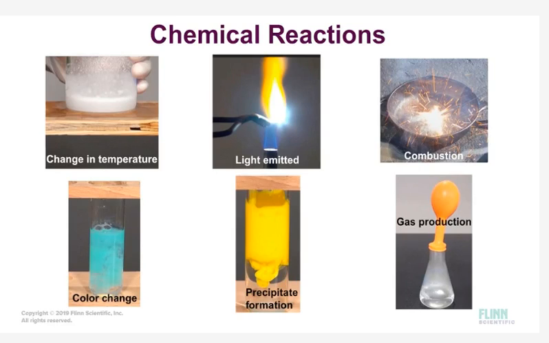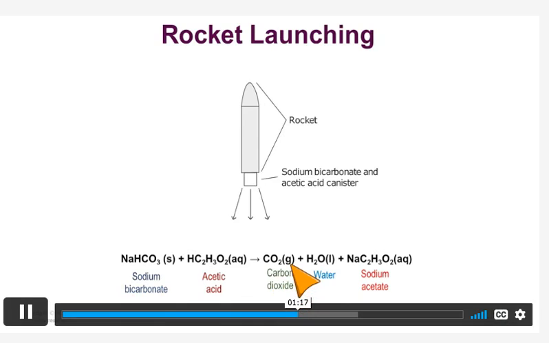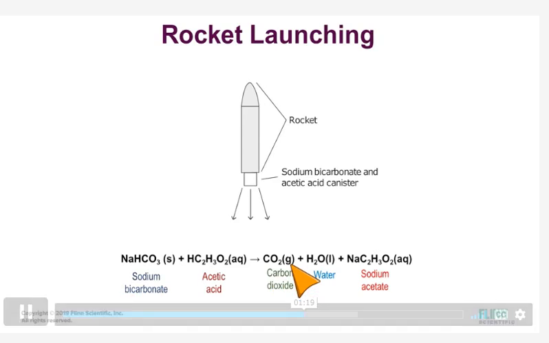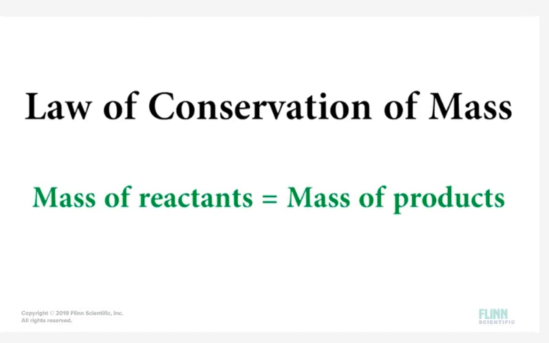Some chemical reactions may exhibit only one of these clues, while other chemical reactions may reveal several clues. By looking for these clues, it can be determined whether a chemical reaction has occurred. Using sodium bicarbonate and acetic acid, a gas will be produced and the force will thrust the rocket in the opposite direction. In chemical reactions, mass is neither created nor destroyed.